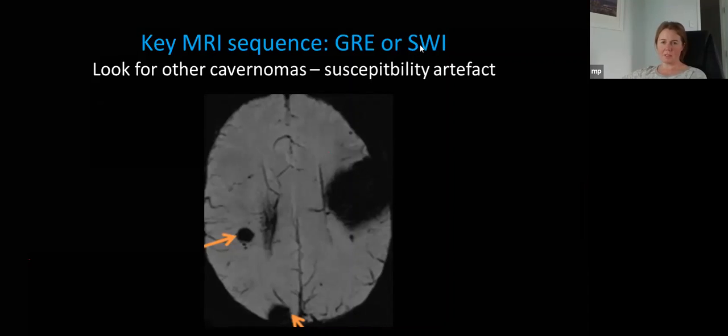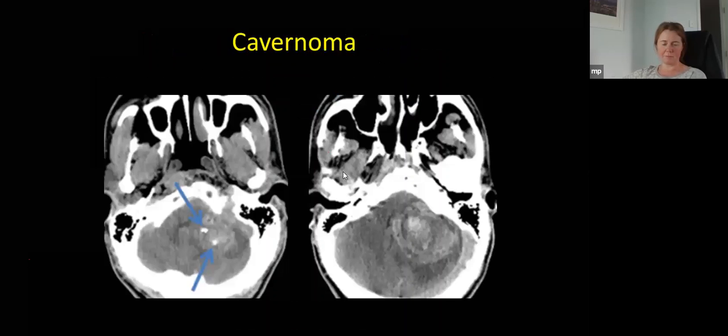And we would use SWI in somebody, for example, where they were in ITU maybe and not waking up, and maybe if you thought they had DAI, you would use SWI wherever you could, because it's just a much more sensitive test. So for cavernomas, you've obviously already seen the lesion, the index lesion. You're using these sequences to look for other lesions, which might influence future bleeding risk. Again, quite a tricky case here.